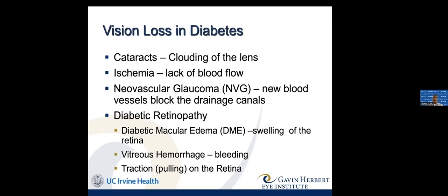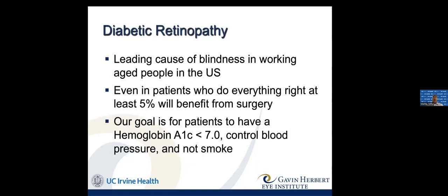But diabetic macular edema, vitreous hemorrhages, and tractional retinal detachments are the three main causes of vision loss from diabetic retinopathy. Diabetic retinopathy is the leading cause of blindness in working age people in the United States. Even in patients who do everything right, at least 5% would benefit from surgery.